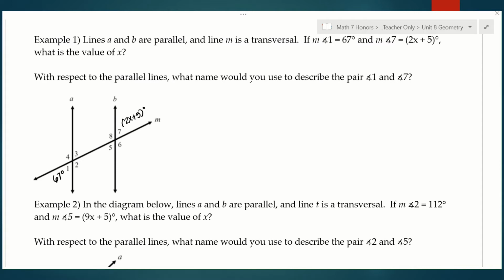Looking at angles 1 and 7, we can see that those are both acute angles. And in this type of diagram, when the angles are both acute, that means that they are congruent. And more specifically, if you look at the placement of those angles, 1 and 7 are both on alternate sides of that transversal, and they are outside the parallel lines. So these are called alternate exterior angles.